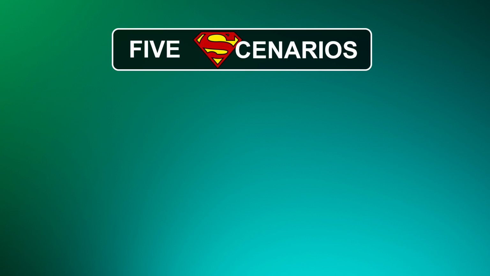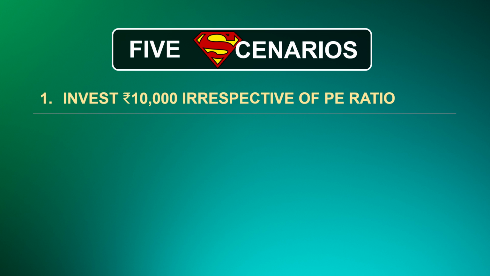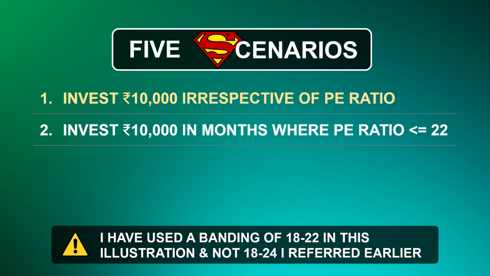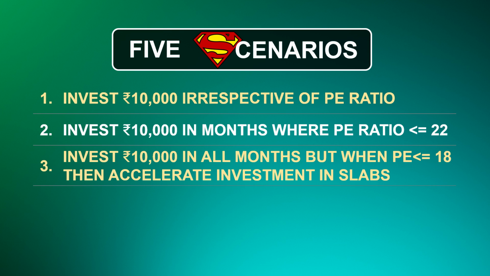Alright, so I tried out a total of 5 scenarios in our case. The first scenario is our base scenario, that is, I invest 10,000 every month irrespective of the P ratio, and this gave us a 13% return. Scenario 2 is where I invested 10,000 rupees in only those months where the P ratio is 22 or lower, which is a way of saying that I'm keeping my SIP on hold in those months when the Nifty seems too expensive. Scenario 3 is where I invest in all P bands.